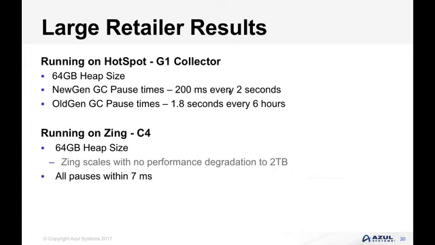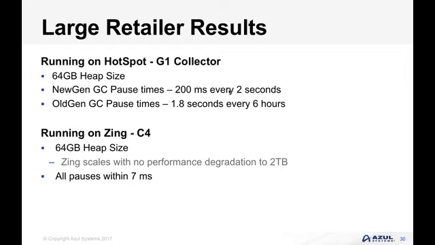So again, if we look at some other results, this is a large retailer that we work with, and they were using G1, the most modern garbage collector in Hotspot, running their system. They had a 64 gigabyte heap. They tried it with Zing using C4, again with a 64 gigabyte heap. What they saw with their system was new gen, the young generation garbage collection pauses, of 200 milliseconds every 2 seconds. That means it's spending 10% of its time doing garbage collection. And then with old generation garbage collection, every 6 hours they were seeing a 1.8 second pause.